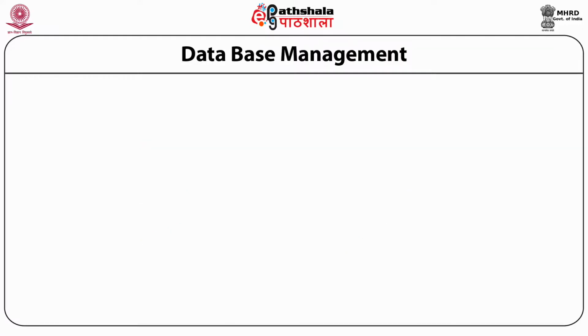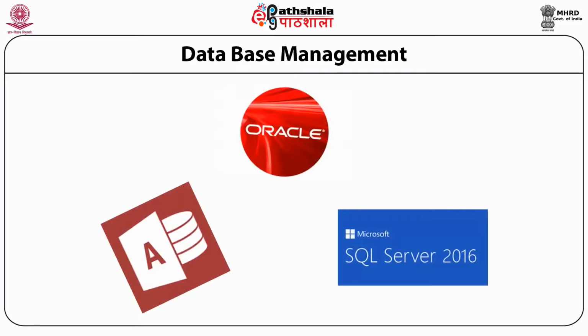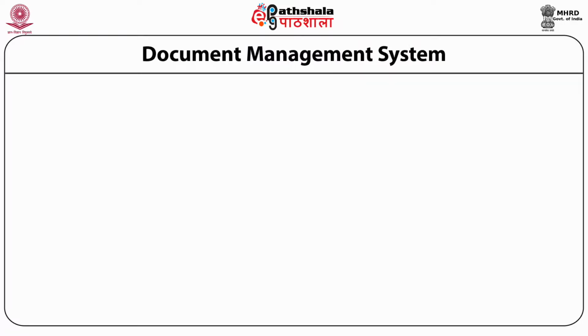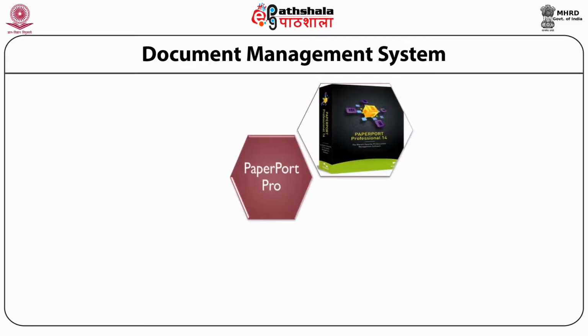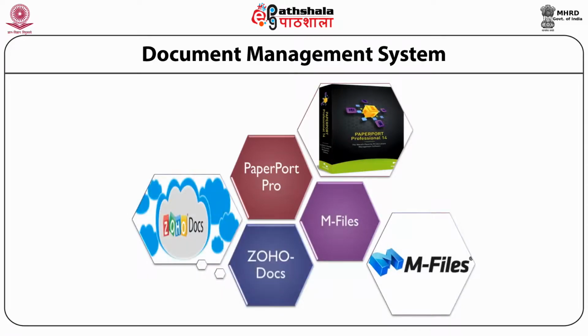Eighth one is database management, that is back-end software. The most commonly used DBMS are Oracle, SQL Server, Access, etc. All the three are relational database management systems. Ninth one is document management system. The most widely used document management systems are PaperPort Pro, M-Files, Zoho Docs, etc. Zoho Docs has cloud computing facilities.